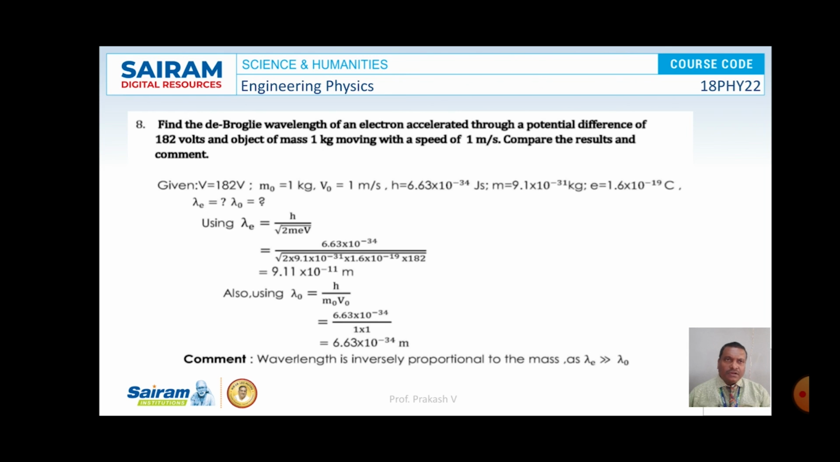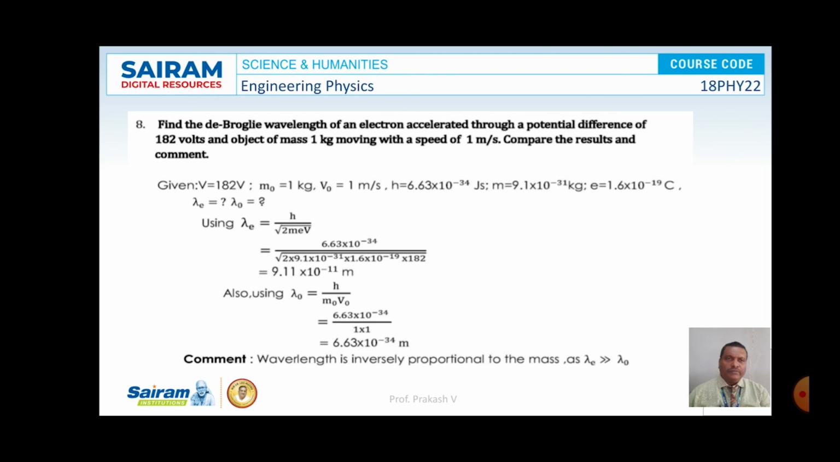And for a mass of 1 kg moving with velocity 1 meter per second, lambda naught can be written as h by m naught v, that is nothing but 6.63 into 10 to the power minus 34 divided by 1 into 1. On simplification, the wavelength associated with a mass of 1 kg is found to be 6.63 into 10 to the power minus 34 meter. So this is the solution for the given problem.